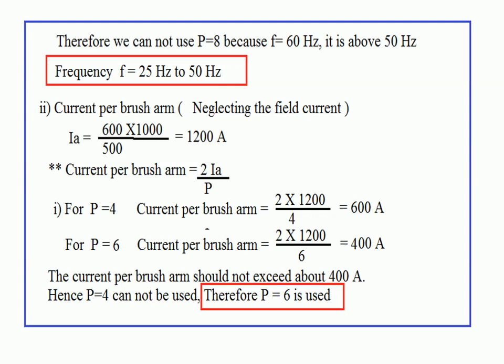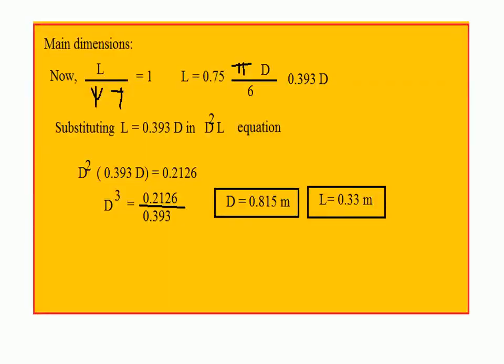P equal to 4, current per brush arm is 600 ampere. P equal to 6, current per brush arm is 400 ampere. Again, this current per brush arm should not exceed 400 ampere. Hence P equal to 4 cannot be used, it is impossible. Hence the final decision is P equal to 6.